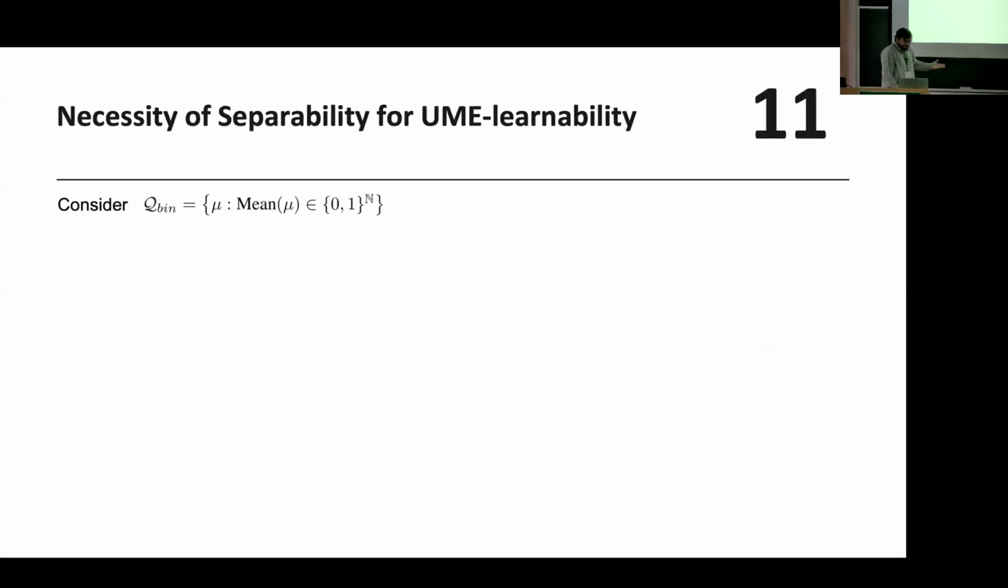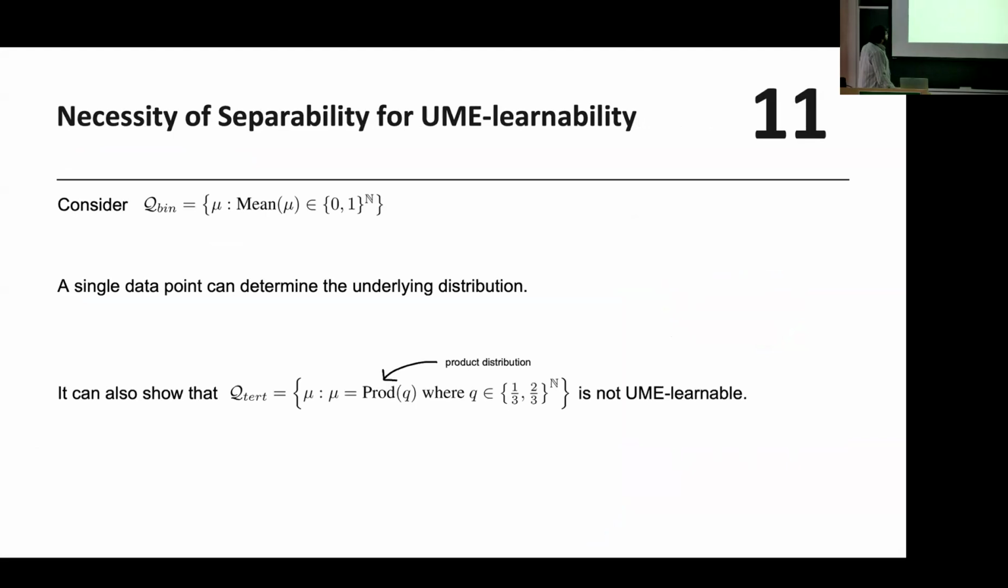Unfortunately, separability is not necessary. If you consider the mean vectors to be binary, then as soon as you get one sample, you know exactly what the underlying distribution is. But this is a non-separable collection. But it is not UME learnable? There exists another collection of product distributions with means in 1/3, 2/3 of the naturals, which is non-separable as well as not UME learnable. Therefore, the non-separable paradigm is of independent interest.